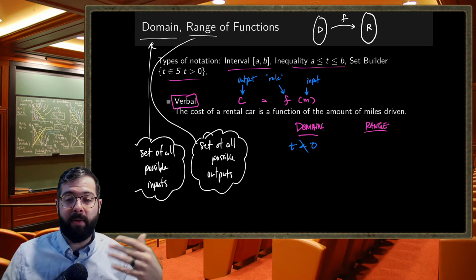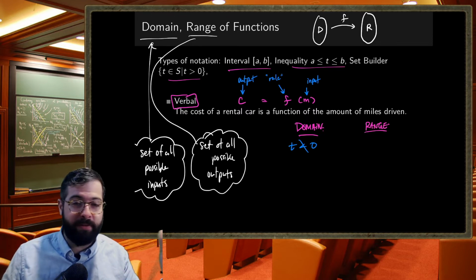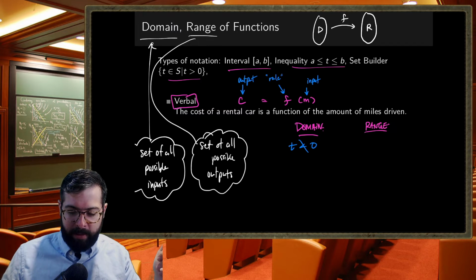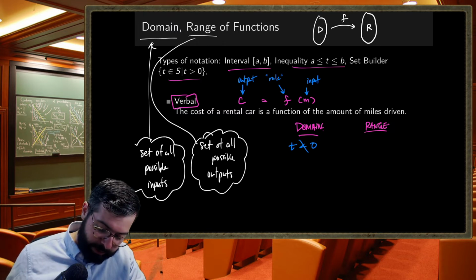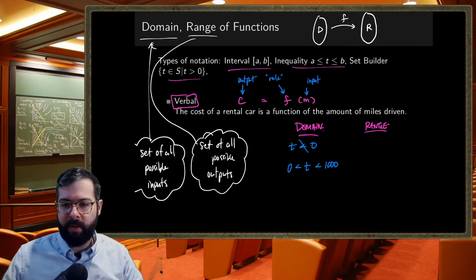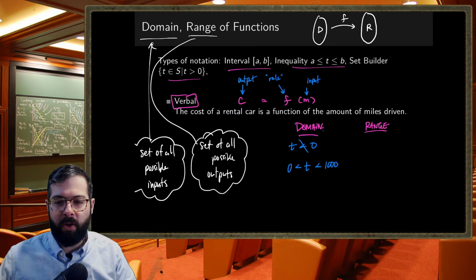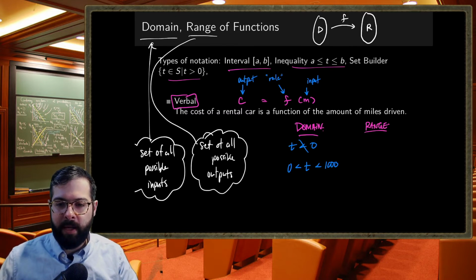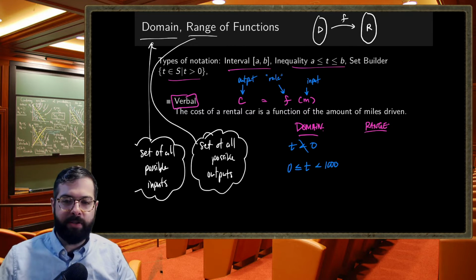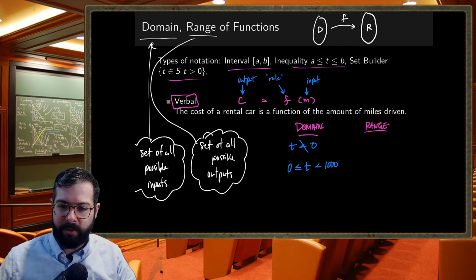A lot of times it's up to 1,000 miles, and then after that, we're going to start charging you. So whatever it might be, we could say that 0 is a lower bound for t, and let's maybe just make one up to 1,000. Again, if you said just all positive numbers, that's also okay. This is what we call inequality notation. And you could use this less than or equal sign here as well to denote this.